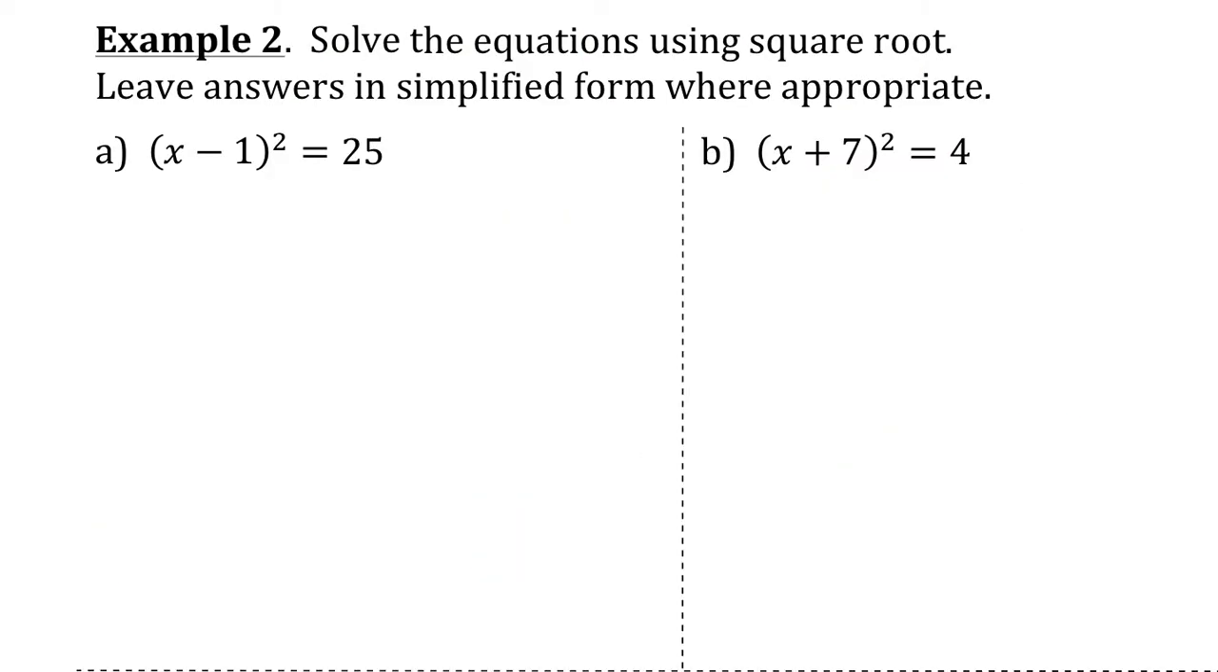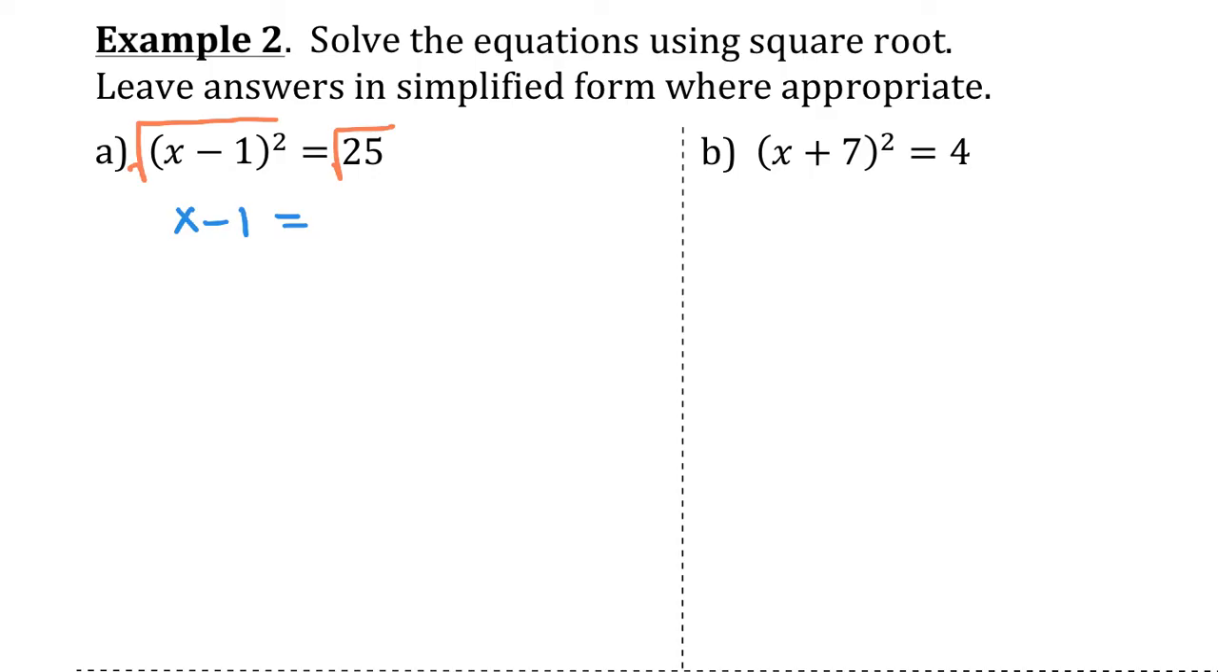Okay, now I'm going to still solve these using square root. I'm going to leave my answers simplified, but instead of it being x squared, it's x minus 1 squared. I still need to cancel the squared first. I cannot add 1 because it's part of being squared, so I'm going to do square root on both sides. Now, that canceled out the squared, but I still have the x minus 1.